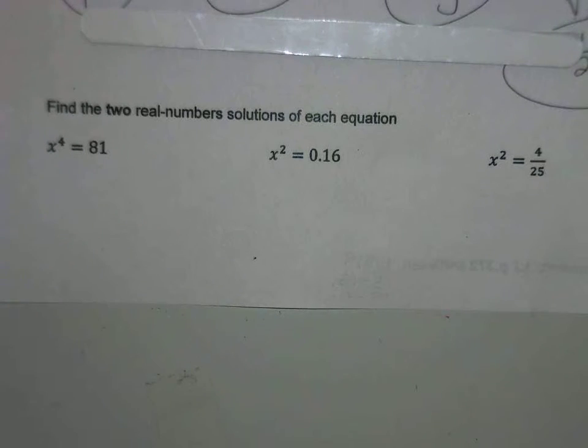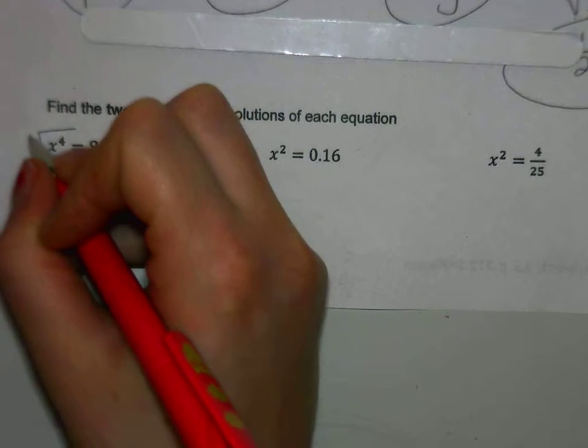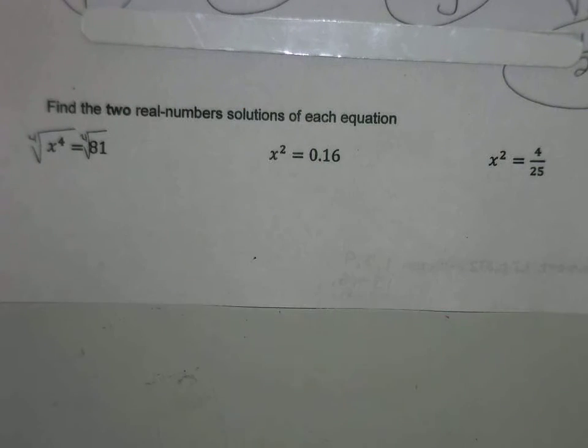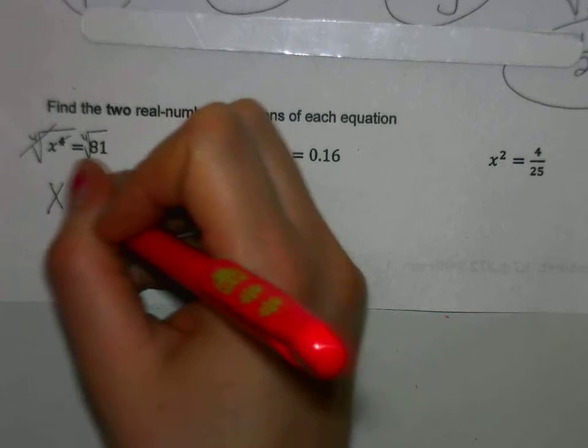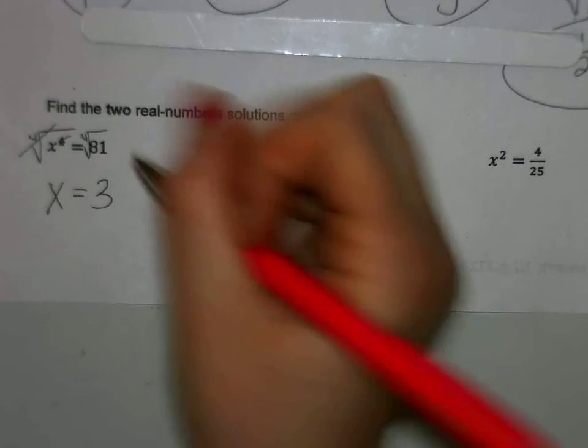Let's take a look at how we can find the two real number solutions of each equation. We want to get x by itself, so in order to get rid of a power of 4, we have to do the fourth root to both sides. A fourth root and a power of 4 cancel each other out, so we're left with x equals, and the fourth root of 81 is 3.